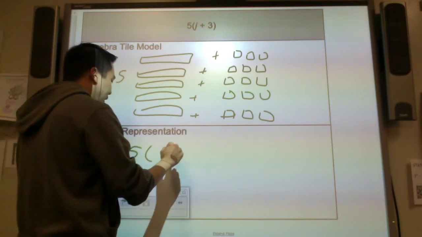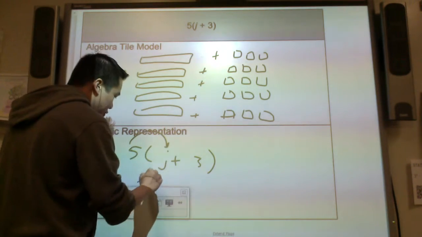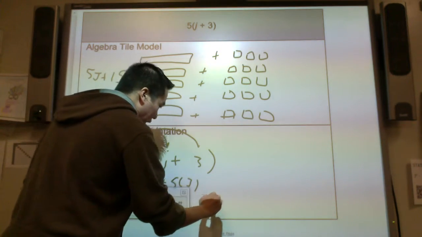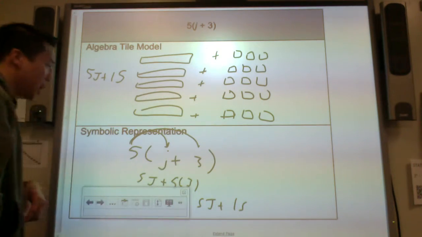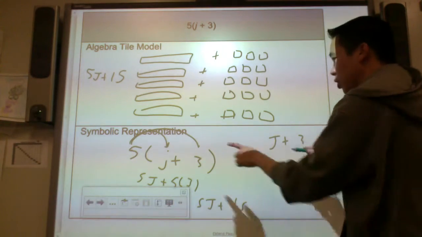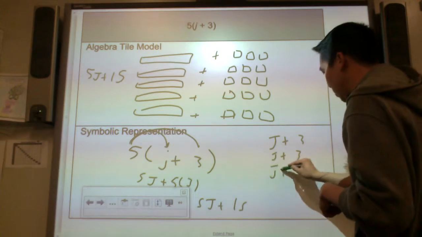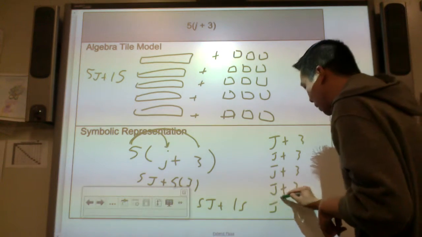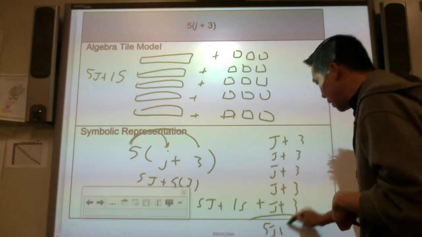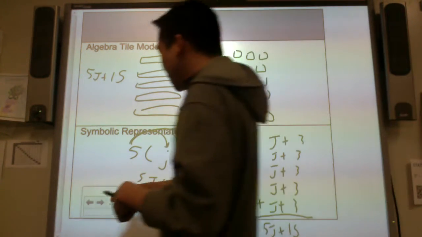What if you do not like using algebra tiles? Using the arrow, what's 5j? 5 groups of j plus 5 groups of 3, so 5j plus 15. Another way to do it is this way. If you don't like using algebra tiles, it's 5 groups of j plus 3, so j plus 3, j plus 3, j plus 3, j plus 3, j plus 3. If you add this up, how many j's do you have in all? 5 j's. But how many 3's do you have? 15. That's another way to do it.